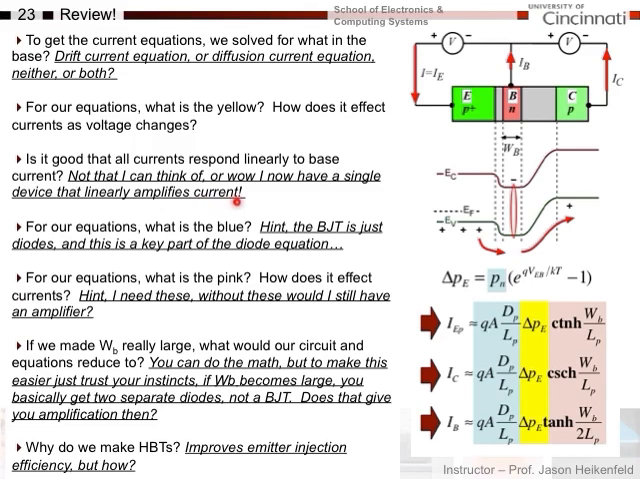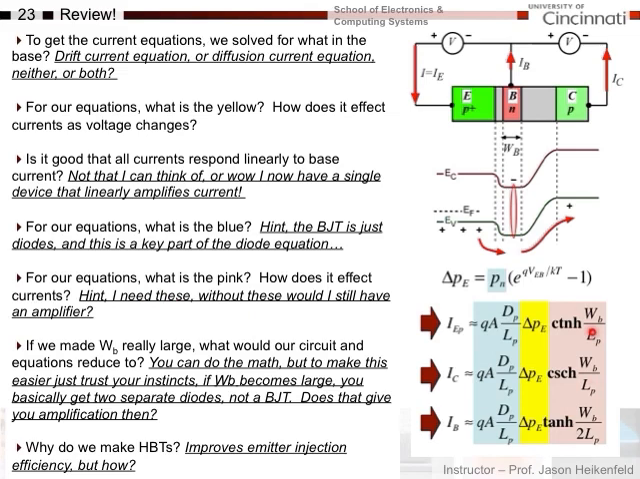Okay, so for our equations, what's the blue out here in front? That's the next question. And the hint, and you should be able to recall this, is that the BJT is made of just diodes, and this is just a key part of the diode equation. So remember which part that is. For our equations, what's the pink out here at this end? Well, the question really is how does it affect our currents? And the hint is I need these. Without these, would I still have an amplifier? If I didn't have this, would I have amplification?